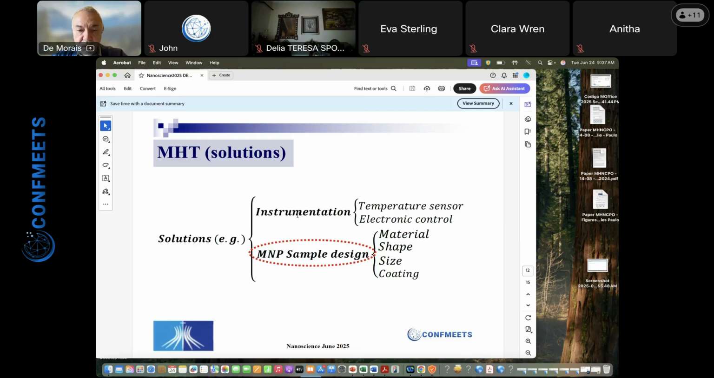On the other side, we can also design magnetic nanoparticle samples in terms of material, phase, shape, size, and surface coating. Maybe the combination of these two directions may provide you the best control of the magnetic hyperthermia treatment.